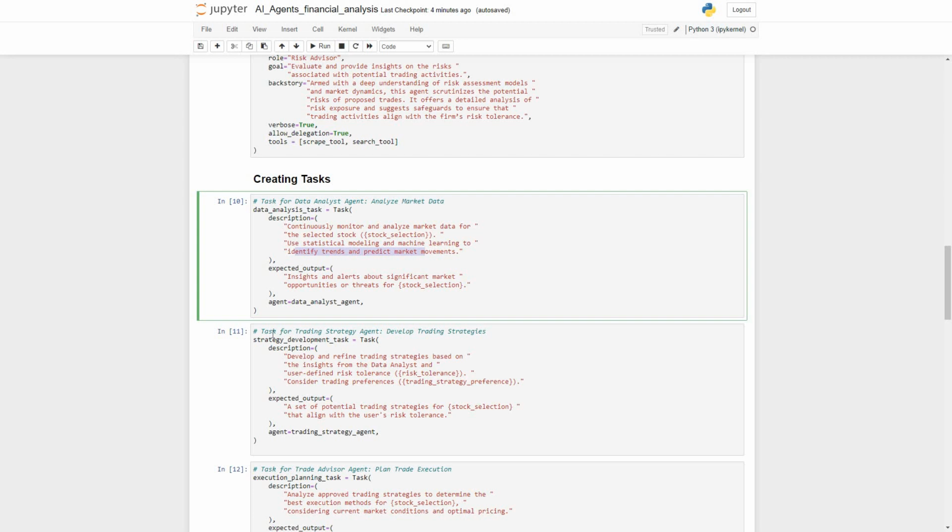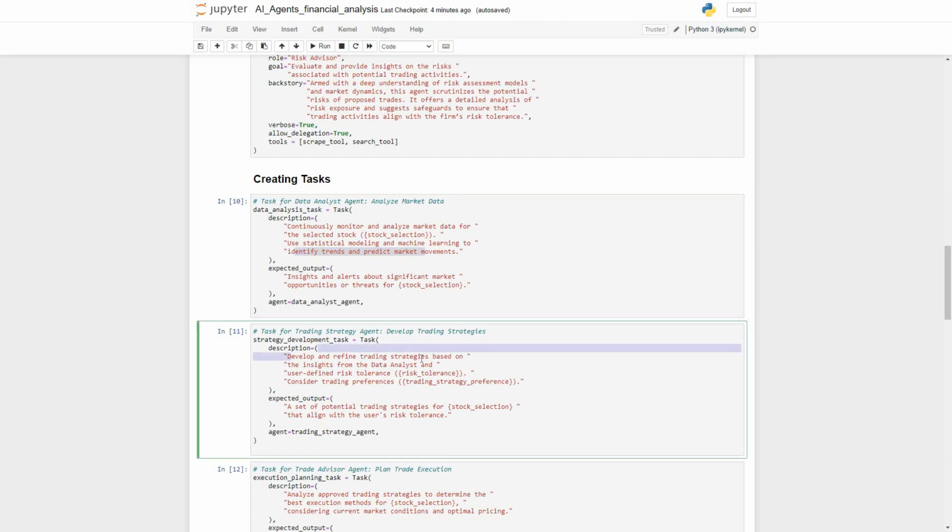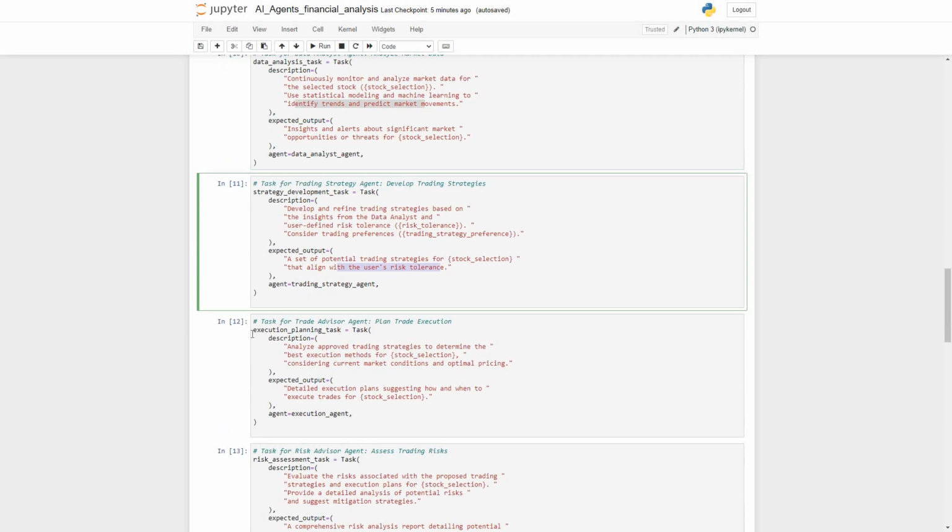Now we are going to do a task for the trading strategies agent: develop and refine trading strategies based on the insights from the data analyst, and use a predefined risk tolerance. The user is going to provide a risk tolerance and a trading strategy preference, so these are the two parameters we are going to get. The expected output would be a set of potential trading strategies for the current stock that aligns with the user's risk tolerance.